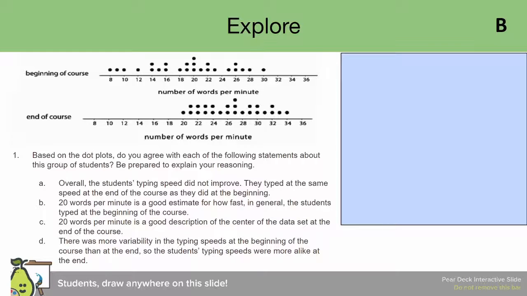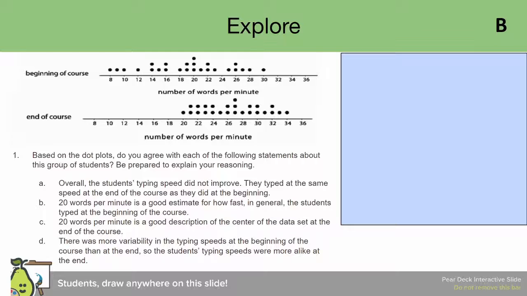All right, welcome back. One of the things that you might have noticed is we have two dot plots and they both say number of words per minute underneath the data, which means both of our graphs are comparing the same type of data, which is kind of interesting. Then you might have noticed that to the left of both dot plots, they tell you what they are about. Specifically, the top dot plot represents the beginning of the course and the bottom dot plot represents the end of the course. So essentially, we're trying to see how fast people were typing before the course and how fast people were typing after the course. That is one observation you might have made.